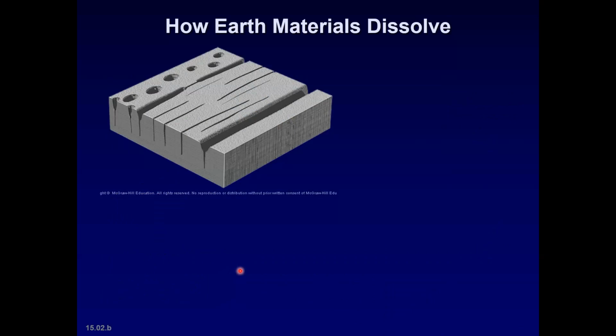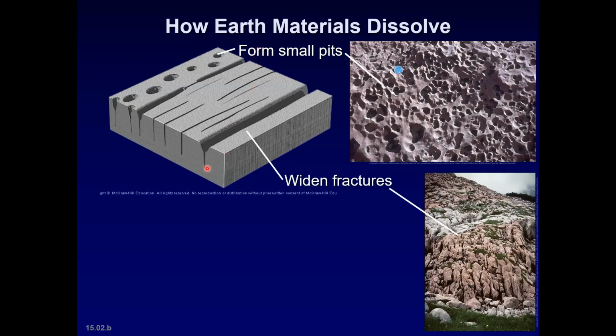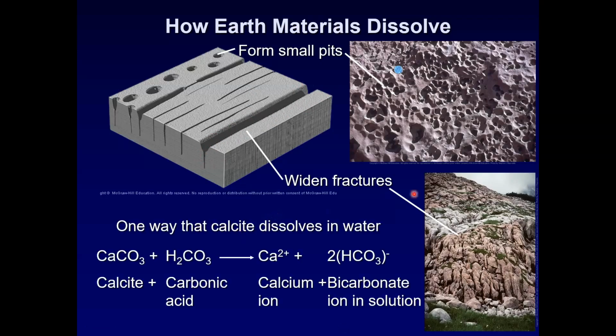Okay, so how do Earth materials dissolve? Well, you can have little pits formed when parts of the minerals go into solution. You can have existing fractures widen over time. You can have rounded edges and corners, right? So we see pitting in this photograph and then widening fractures or joints in the second one.